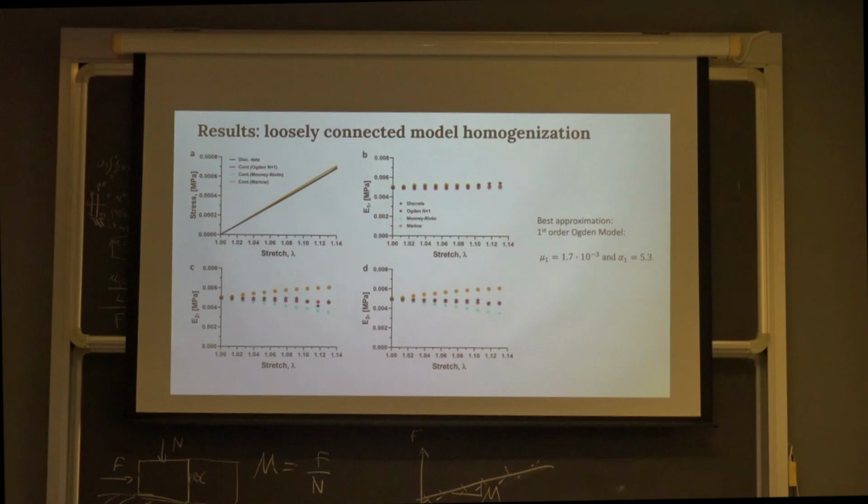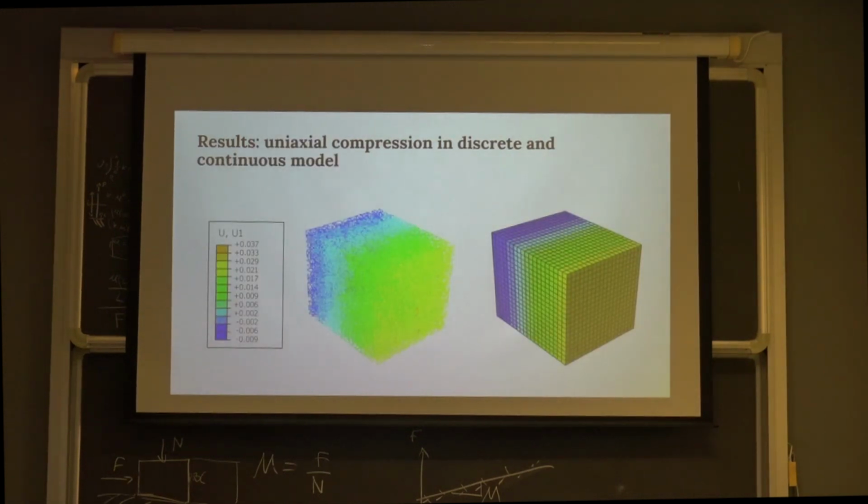Then we do the same thing that we did before for the highly connected networks. We try to approximate it with continuum models, those that are stable in this regime. In that case, the best approximation is given by the first-order Ogden model with the following parameters. Here you can see a comparison of these two models, the discrete one and the continuum one, and you can see that indeed the field of displacements is very similar. So most probably this continuum model will work well for us if we want to describe the networks on higher levels.